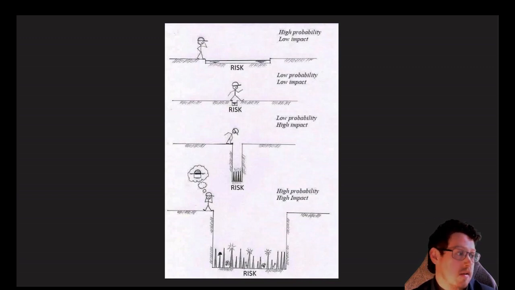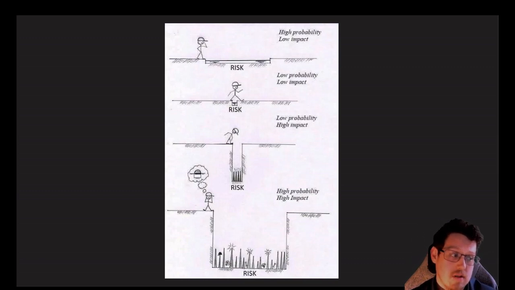It's only shallow. The next one down is low probability, high impact. So in this case, there is a massive drop and there are some spikes at the bottom. You really don't want to be taking that risk, even though there's very low chance that you do fall down, and you can usually just step over it. If you do make a mistake in this situation, or if an incident occurs, there is very high negative impact. So you want to take this risk seriously, even though it's not super likely to occur.